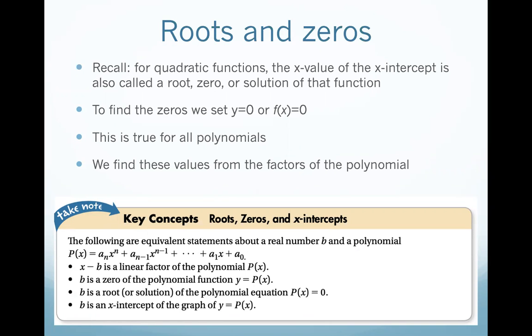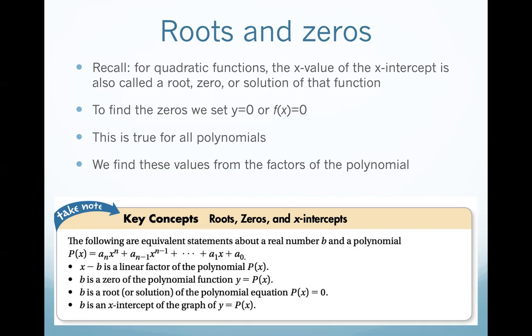Now this should sound familiar because we did look at roots and zeros for quadratic functions. And all we're doing is taking that exact same concept and applying it to polynomials of a higher degree. So anything that we did for quadratics, we're going to do the same thing for our higher degree polynomials, but we're going to look at how we can solve when our exponent is bigger than 2.